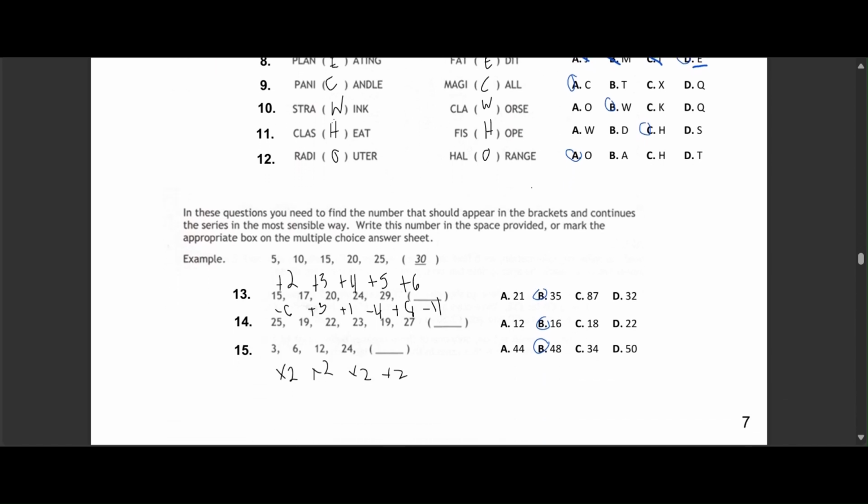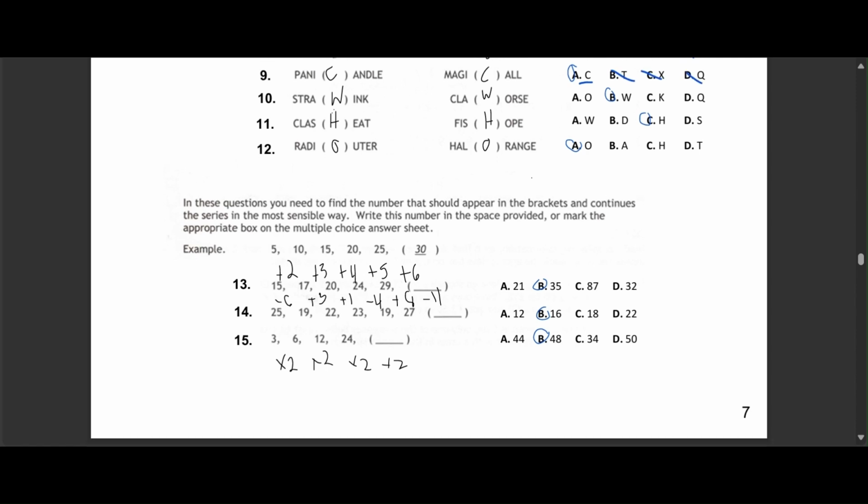Question 9. This time, we have PANT blank ANDAL and MAGI blank ALL. Our options are A, C, B, T, C, X, D, Q. The correct answer is A. If we select C, we get panic and candle, and for the second pair, magic and call. All 4 of these words are real words that we know. Options B, C, and D don't give us real words in both spots, so A is the one we're looking for.